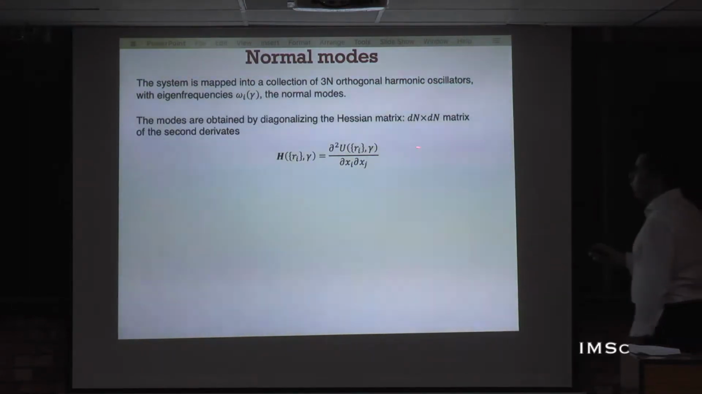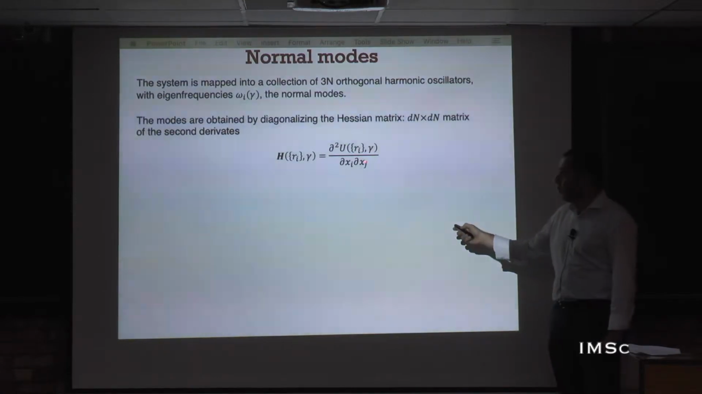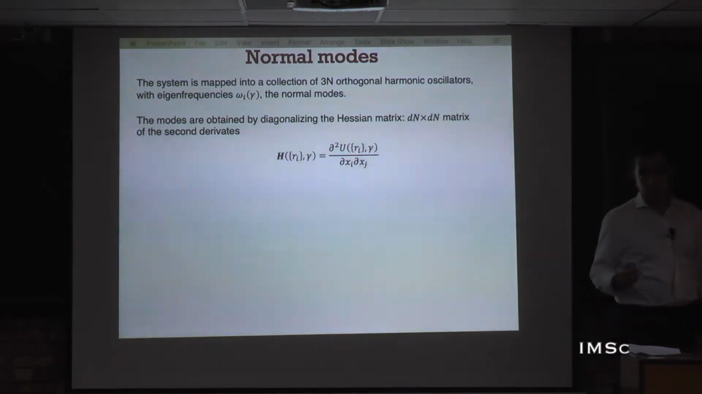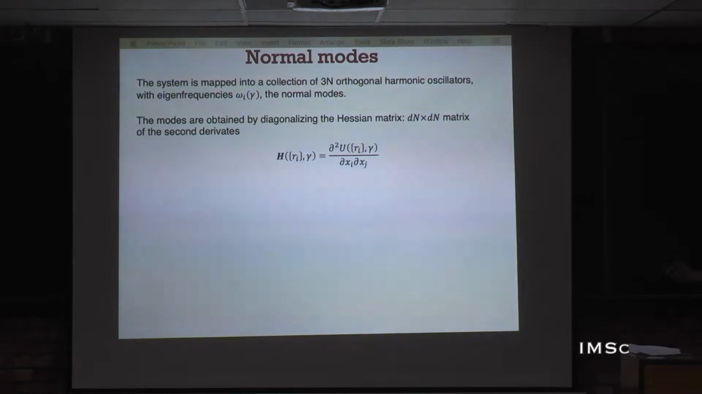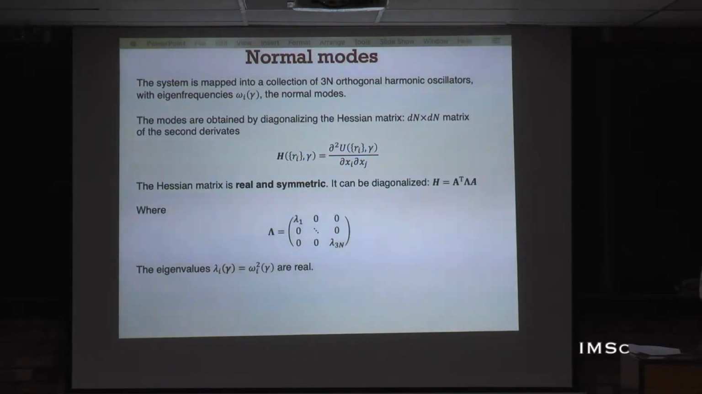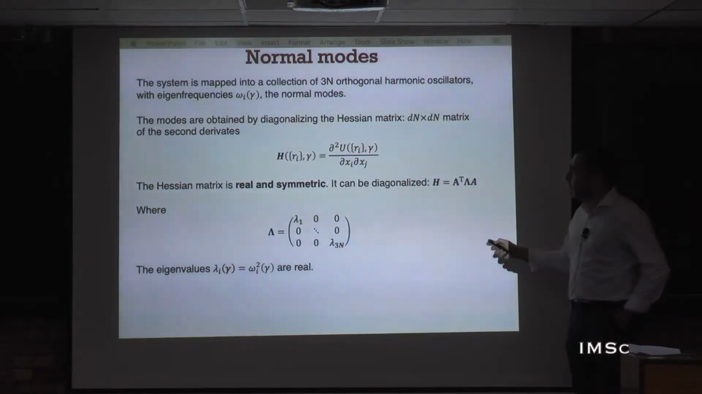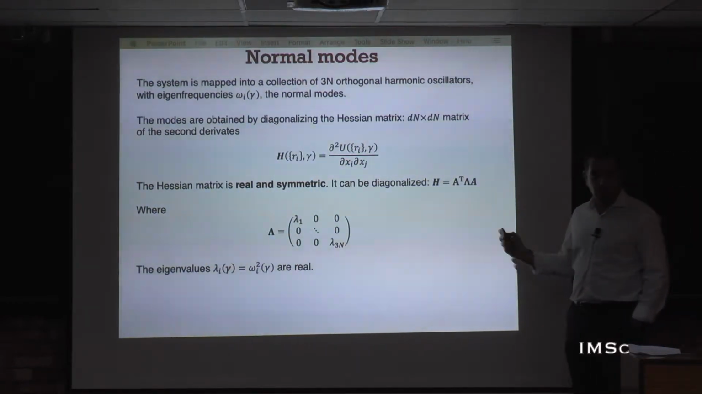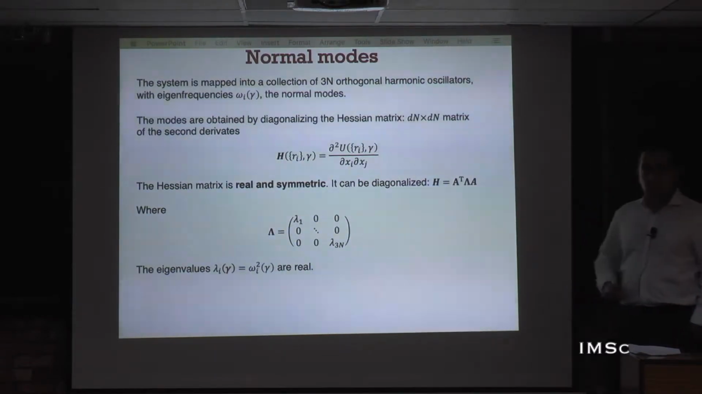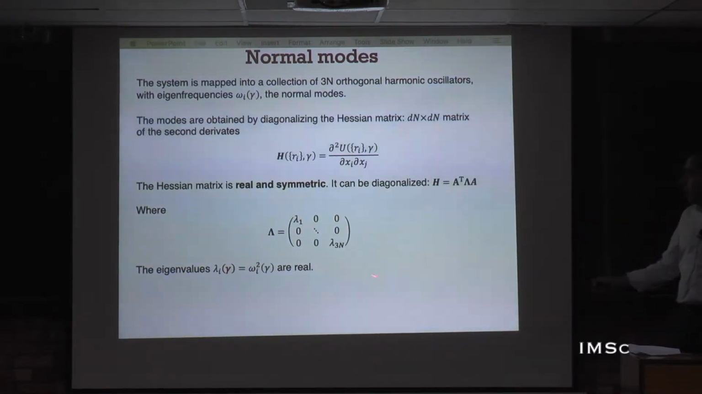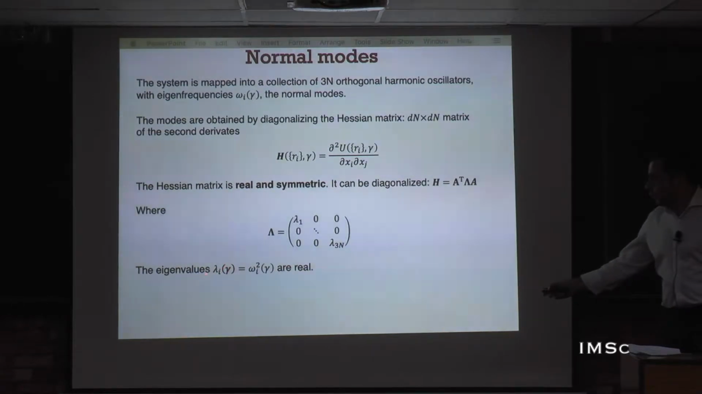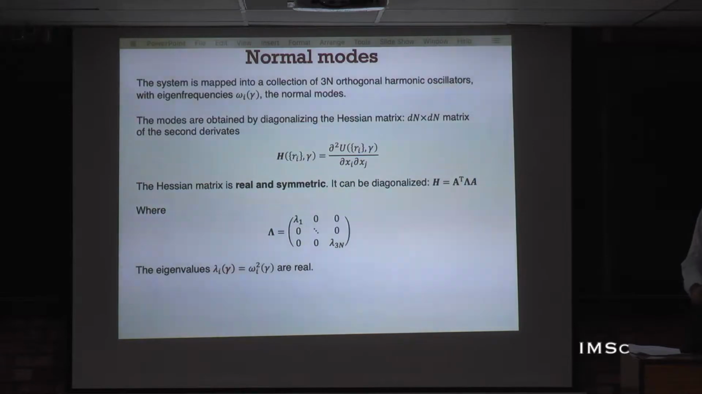So essentially, you write down the Hessian matrix, which is the matrix of the second derivatives of the energy with respect to the particle positions, and you diagonalize this matrix. The first thing that you notice is that this is a real matrix, and it is also symmetric because it's a matrix of second derivatives. And so you know that all the eigenvalues are real. What is the interpretation of these eigenvalues? Well, the square roots of the eigenvalues are the omega, the frequencies of oscillation in the different minima.